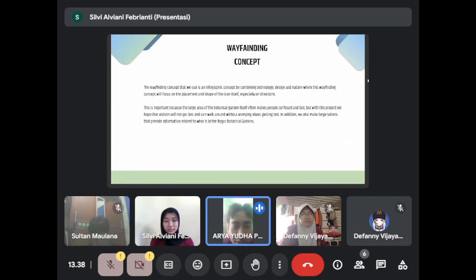Wayfinding concept. The wayfinding concept that we use is an infographic concept combining technology, design, and nature, where the wayfinding concept will focus on the placement and shape of the icon itself, especially on direction. This is important because the large area of the botanical garden often makes people confused and lost. But with this project, we hope that visitors will not get lost and can walk around without worrying. In addition, we also make large tables that provide information relatable to what is in the Bogor Botanical Gardens. Next, please.